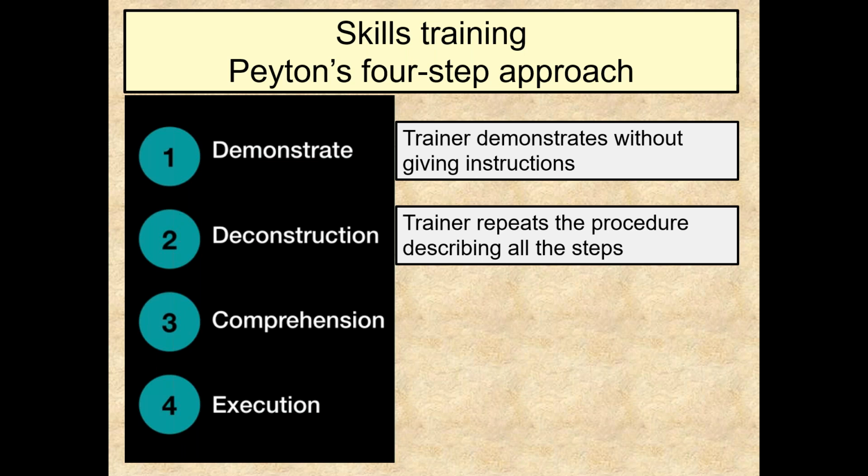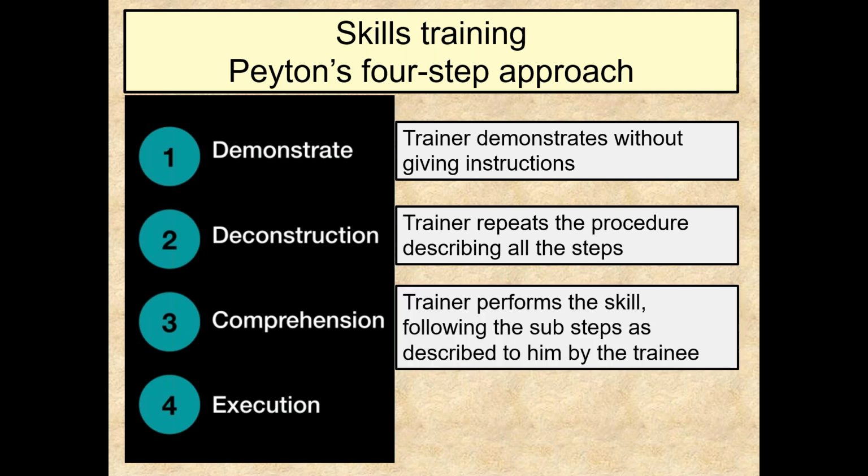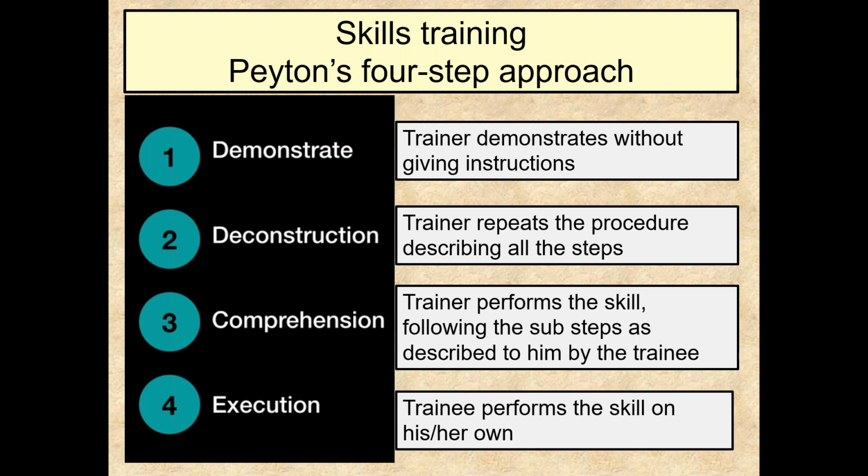Then comes the third one, comprehension. This is the most important one in Peyton's four-step approach. Here the trainer performs the skill, but does not tell the procedure. He asks the trainee, and does the sub-steps of the performance as the trainee describes them to him. Once the trainee knows the steps and is able to describe them to the trainer, that means he has learned. And the fourth step is execution. If we want, we can use this method of demonstration for achieving certain skills.